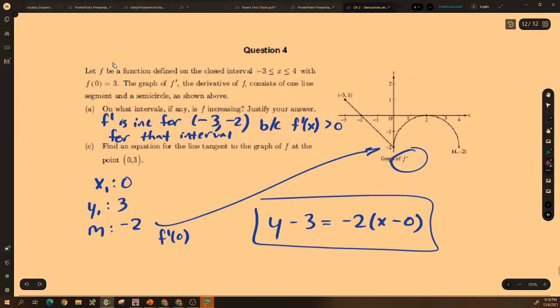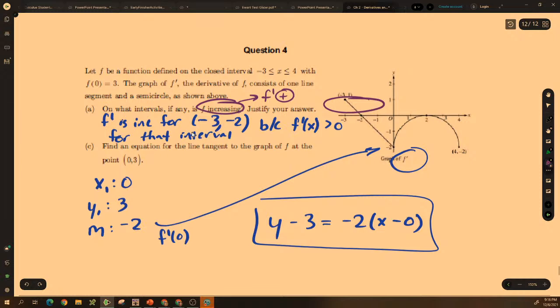Then last two questions, we have this graph of f prime. On what intervals, if any, is f increasing? Justify your answer. So for f increasing, we need to match up with f prime being positive. So f prime is positive only right there, just from negative 3 to negative 2, because f prime of x is greater than 0.